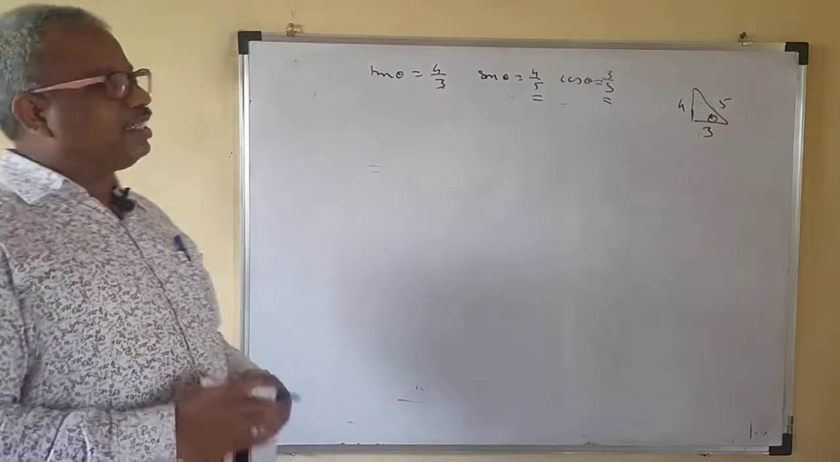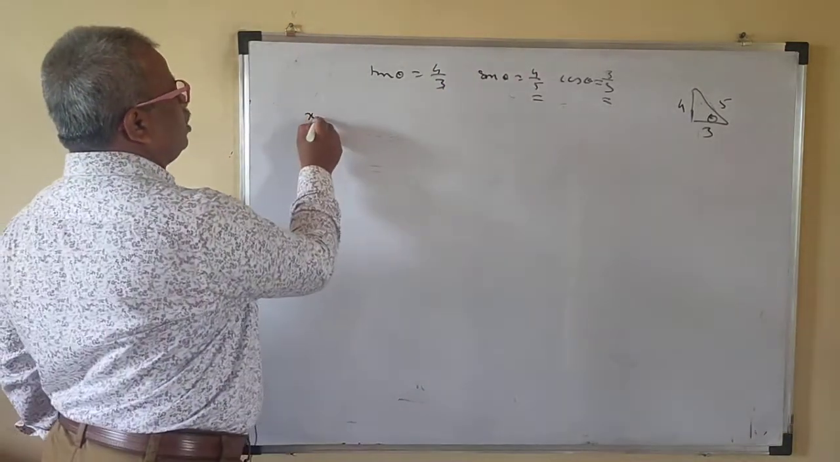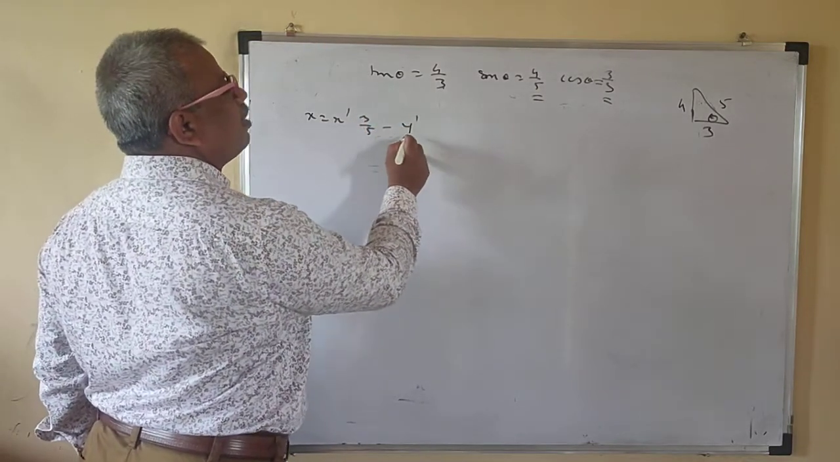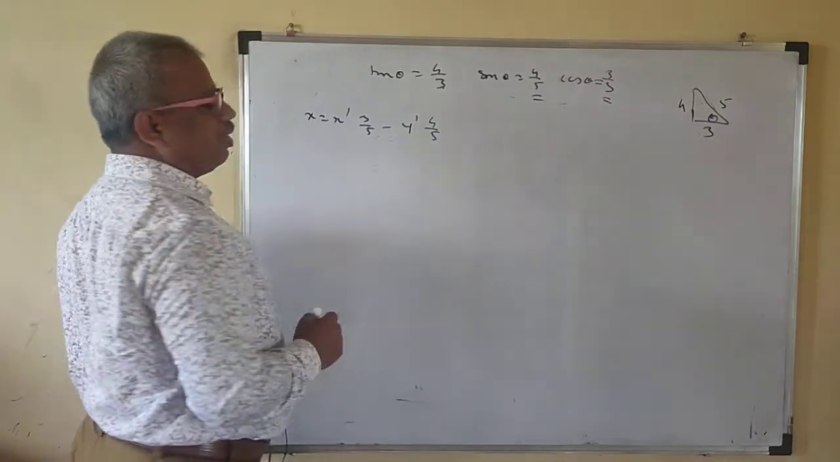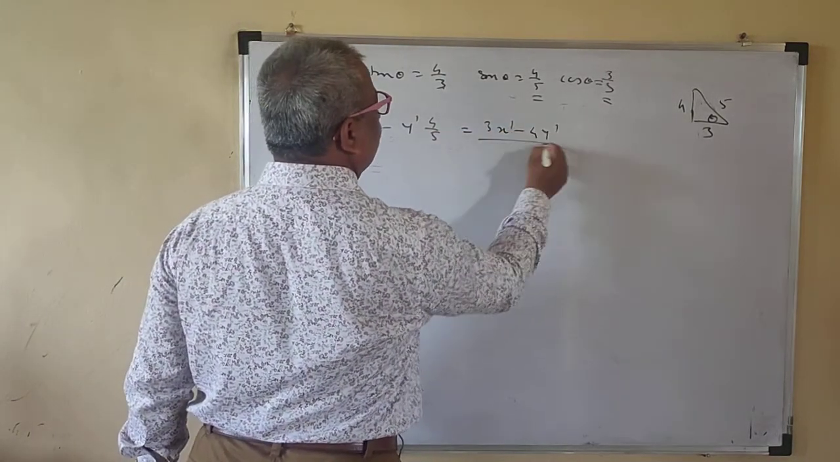Then you have to write only the equations of the translation. What? x is equal to x prime cos theta, that is 3 by 5, minus y prime sin theta, that is 4 by 5. So you may write this as 3x prime minus 4y prime upon 5.